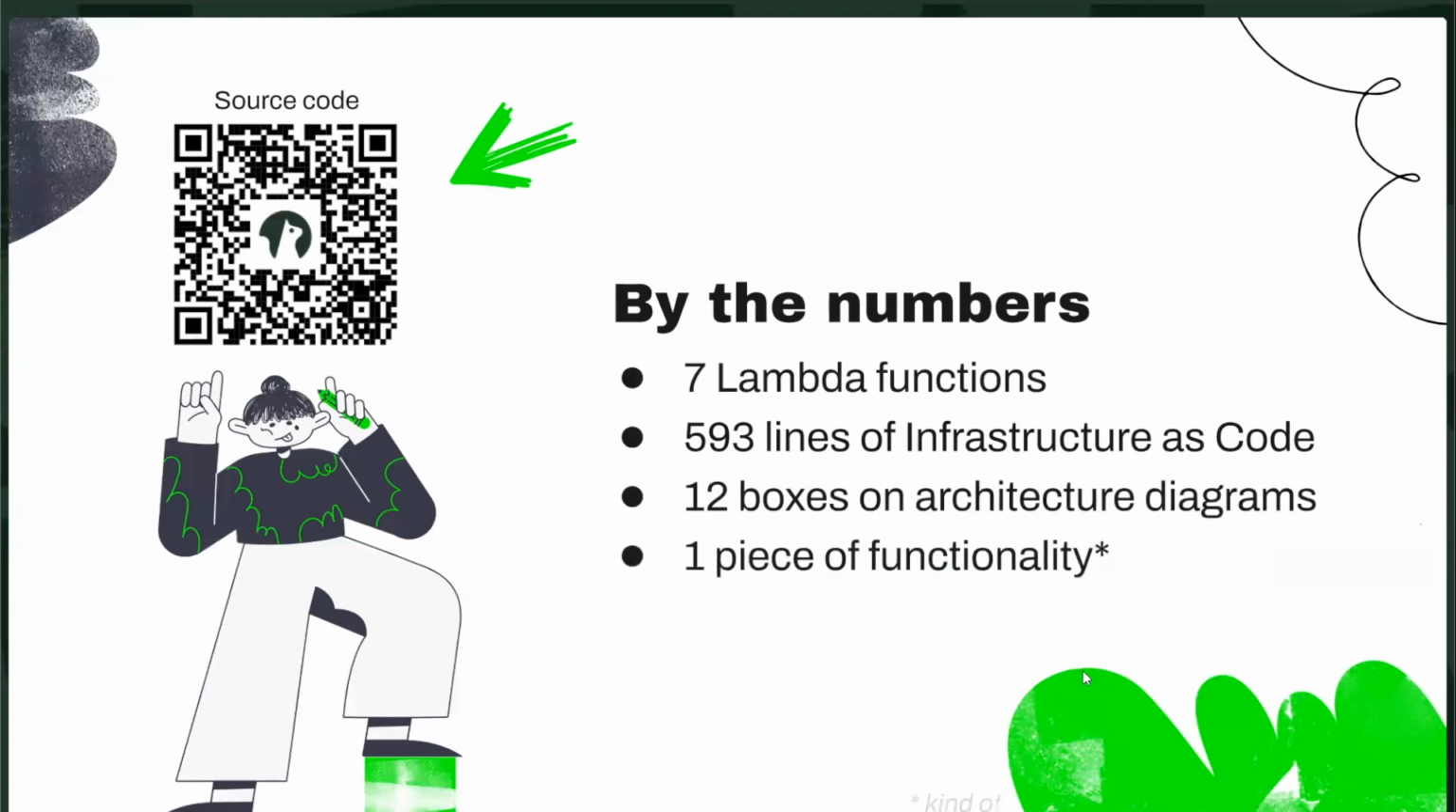Let's look at a slide here. So all of that, just summing everything up, it's 7 different Lambda functions that manage all the connections and actually post to them. It's almost 600 lines of CloudFormation. It's 12 boxes on my architecture diagram. And again, it's that one piece that I can send a message down, and that's just the server side implementation. It's not even the client side.